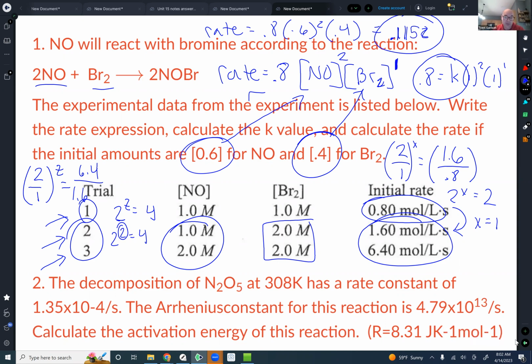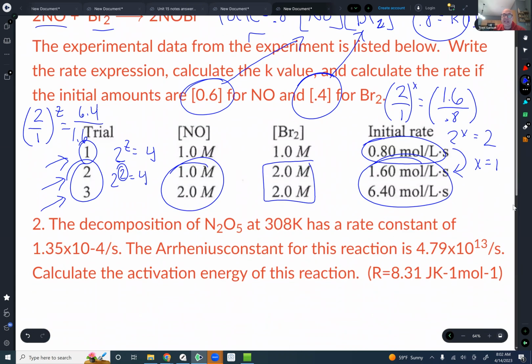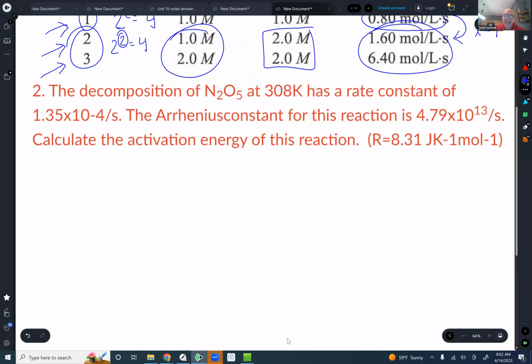Quite a bit of detail involved in that. Let's jump down now and talk about the Arrhenius equation and plug in some data and see if we can solve for the K value if we didn't have all this rate law data that we are given on number 1.